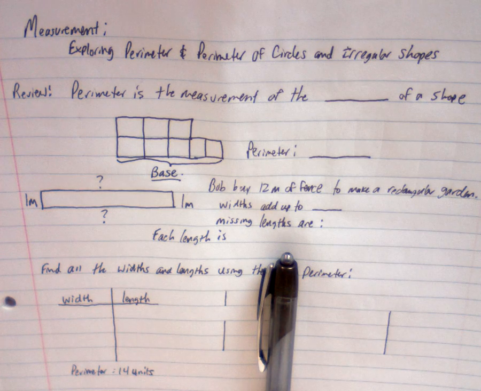Welcome back to Mr. Wicklam's virtual classroom, where we're continuing in our measurement unit. What we're going to be doing today is exploring perimeter, and we're going to look at the perimeter of circles and irregular shapes. Irregular means that they're just not ordinary, like rectangles, squares, things of that nature.